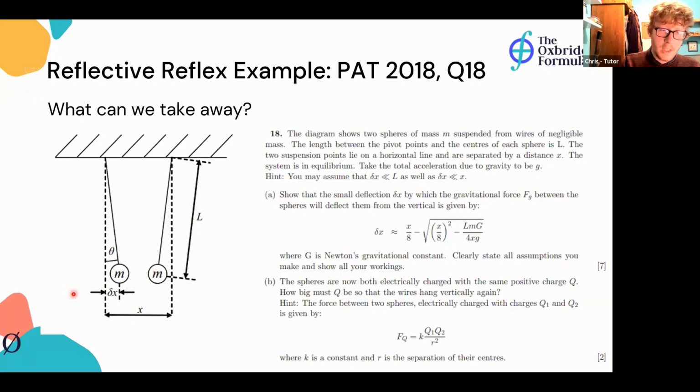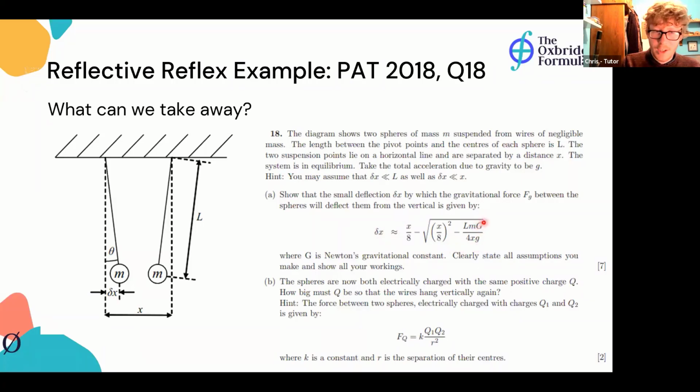Well, what we did in part A is we found an approximate value for delta x in this kind of situation. And we found a formula for that effectively. It's worth saying here, if you wanted, you could rearrange this formula and make something else the subject. Particularly, you could make big G the subject.